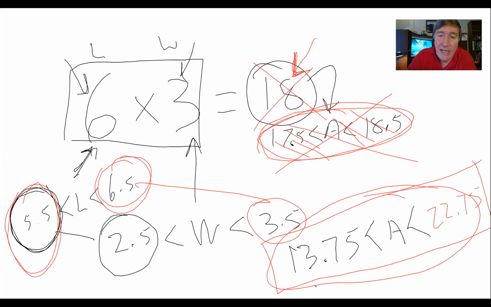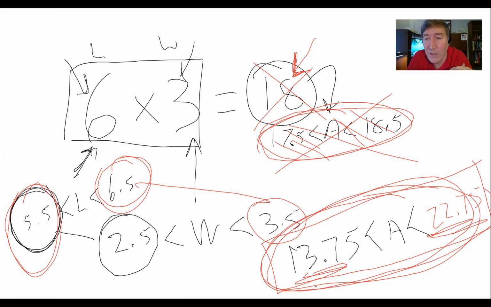So what do we put in as the answer for what 6 times 3 is? Well, the best way to answer it is to say 6.3 is some number that's somewhere between 13.75 and 22.75. That's the best way to answer it. But that's cumbersome. So here is the rule that engineers and scientists have agreed to use in a situation like this.